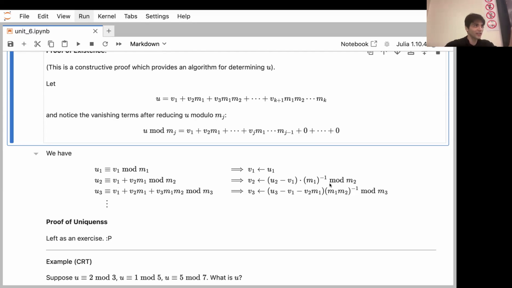Extended Euclidean algorithm, right? We know how to take inverses in residue classes, provided that M is a prime. Actually, the M's only have to be co-prime. It's actually weaker. But if I say that they're all prime right now, it'll just make it easier to understand.